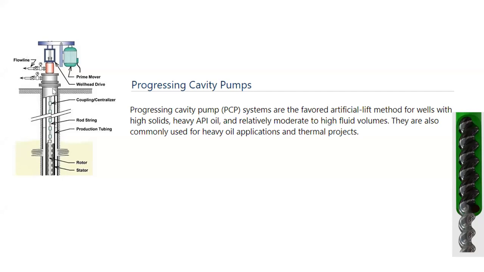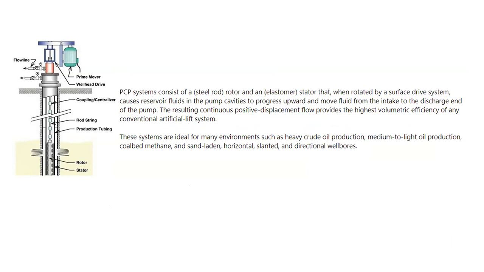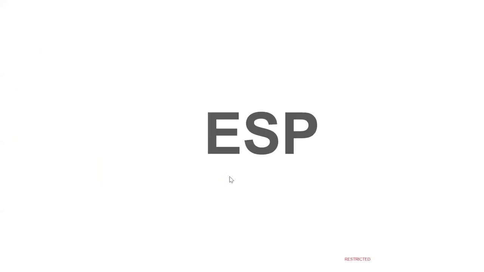a small footprint at the surface and a simple surface equipment, which is a prime mover that rotates the rods to rotate this rotor. And it should be noticed here that the progressive cavity pump is not a centrifugal pump. It is a positive displacement pump because the cavity will progress as you rotate your rotor, and the progression of this cavity will lead the fluids to be produced up. It can handle moderate to high volumes. And like we said, the best application is heavy fluids. And again, the PCP is a positive displacement pump.